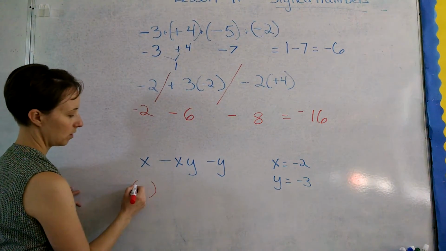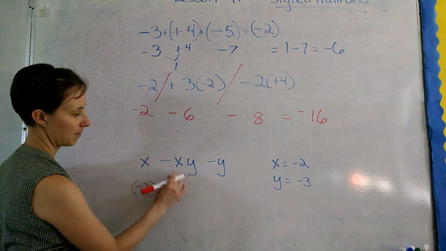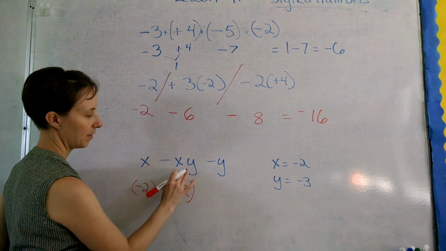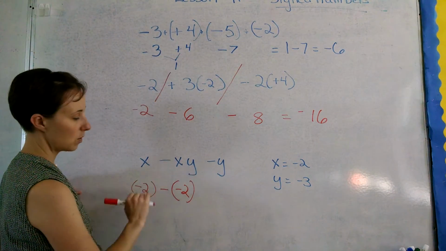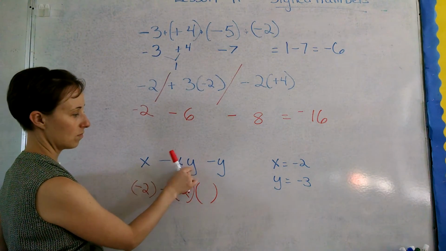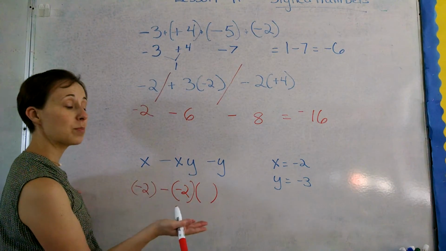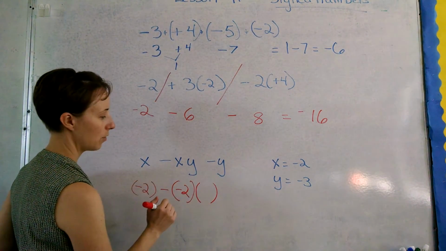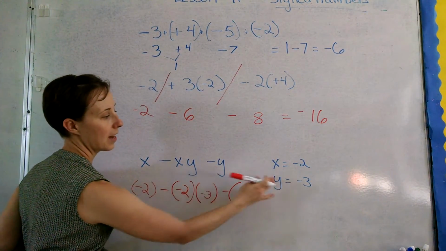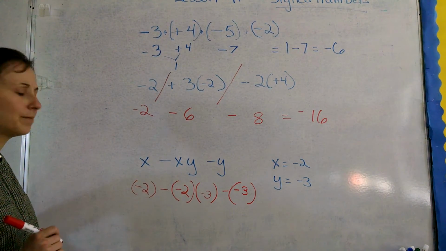X is -2, so I have -2 minus whatever x is. X is -2, okay, times y. Notice how x and y are next to each other? So I'm going to write x and y next to each other, but they're not going to create just like 23. Instead, they're going to be two numbers side by side which of course means they're multiplied together. Y is negative 3, so for y I'll put negative 3, minus y again, which is negative 3. Lots of negatives there, huh?